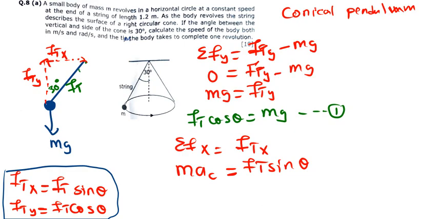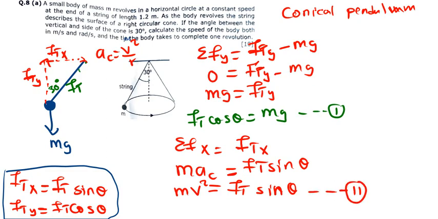Then centripetal acceleration, we said centripetal acceleration is v squared over r. I'll replace it by that. I'll say m v squared over r is equal to ft sine theta, like that. So we'll call this equation 2. And most of the time when this question comes, they'll give you 10 marks. You do what I'm doing right now for you to get all the marks.